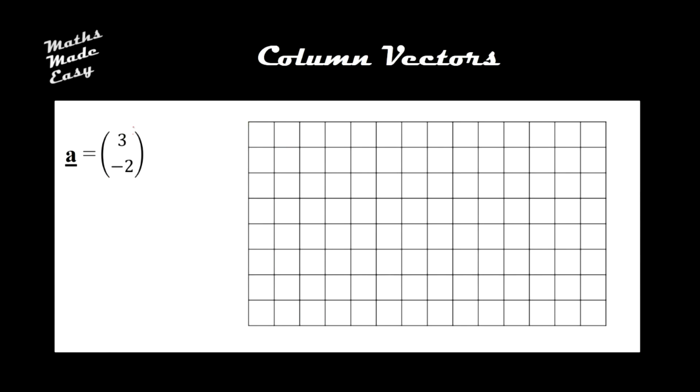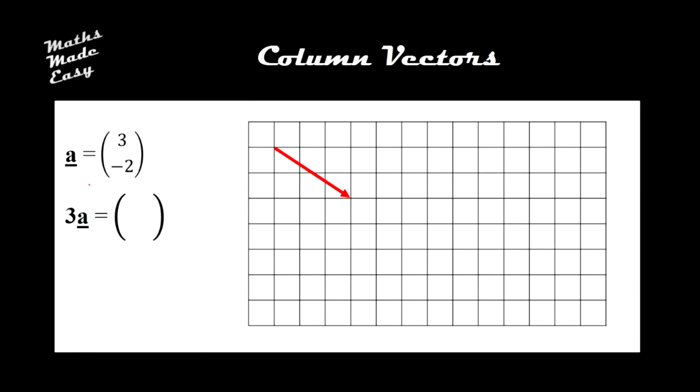Okay, so if I take this vector again, 3, -2, we know that means 3 right and 2 down. We could draw that on a diagram like this. So if I started here and went 3 squares to the right and 2 squares down, I would end up here. So this is an arrow representing that vector.